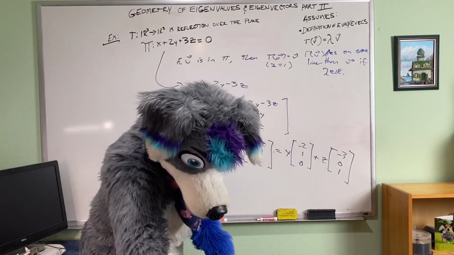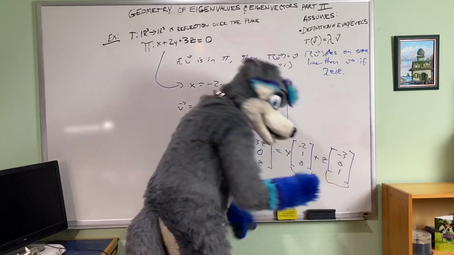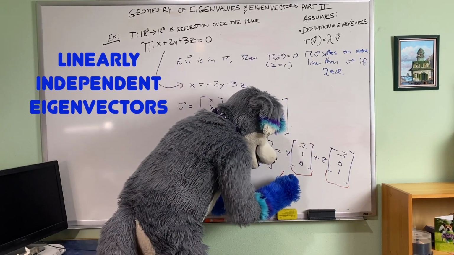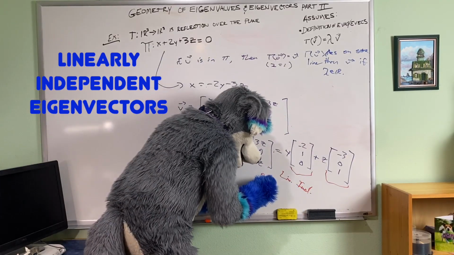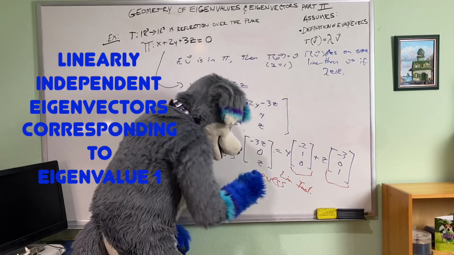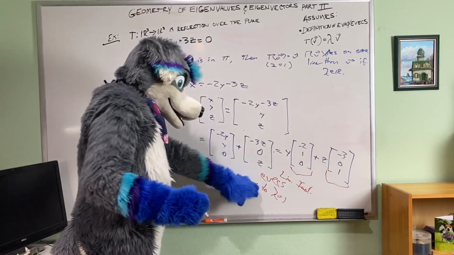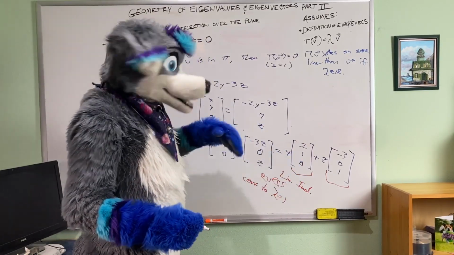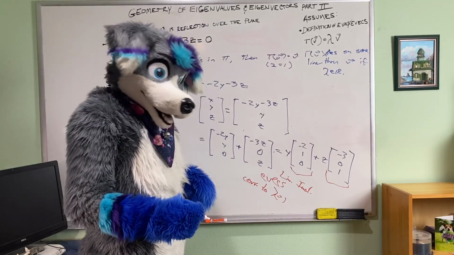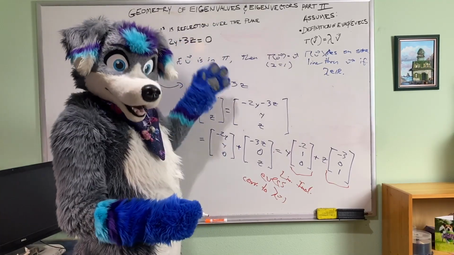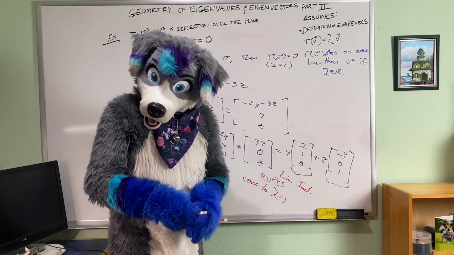I'll just signify that by writing it all out: these two are linearly independent eigenvectors corresponding to the eigenvalue 1. These two turn out to be linearly independent to that other one we found, the one that's perpendicular. So we have 3 linearly independent eigenvectors, and we found all the eigenvectors and all the eigenvalues with just understanding the geometry of the situation.